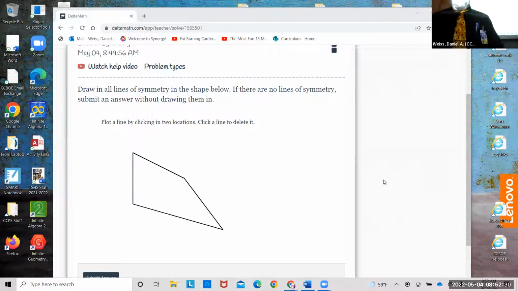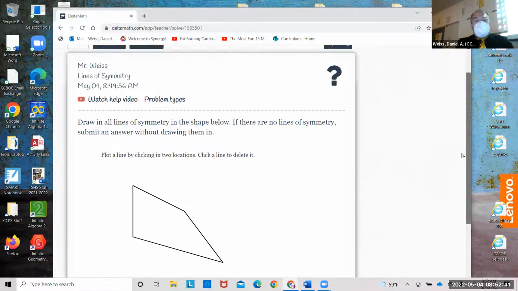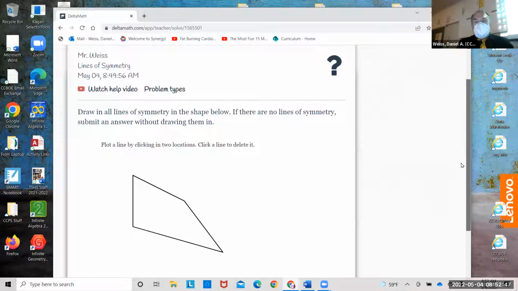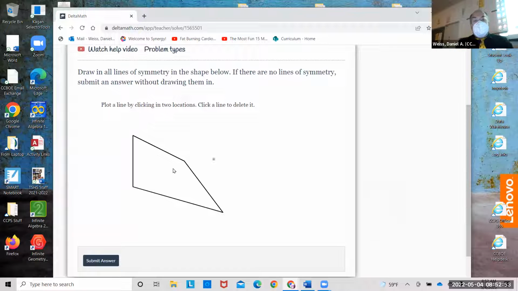On today's recording, I'm going to do a 2-for-1 here. Yesterday, I did not record this for the Weiss channel, so today I am. This first one we did yesterday was lines of symmetry. We draw lines of symmetry. If there are no lines of symmetry, you just click submit. For example, if I think there's a line of symmetry going along here, I would put a dot here and one here, but that's not a line of symmetry. So I'm going to re-click to make it go away. There are no lines of symmetry here, so I'm just going to click submit.